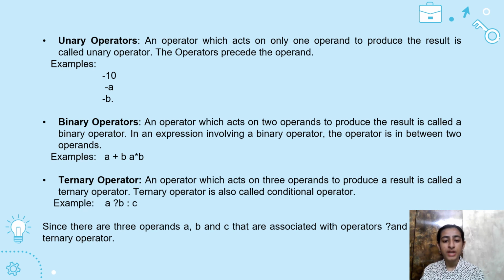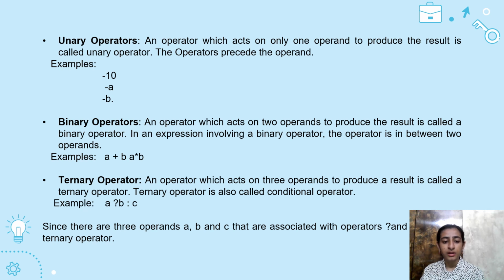Binary operators. An operator which acts on two operands to produce the result is called a binary operator. In an expression involving a binary operator, the operator is in between two operands. Example, a plus b, a into b.